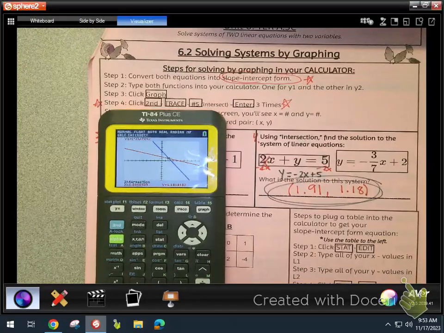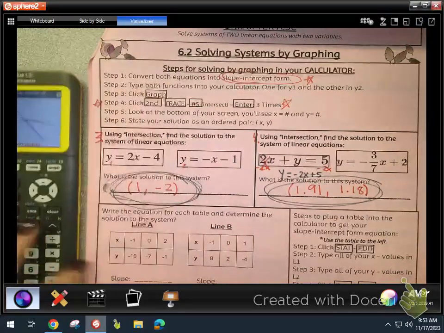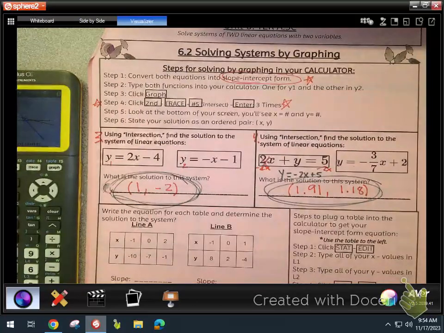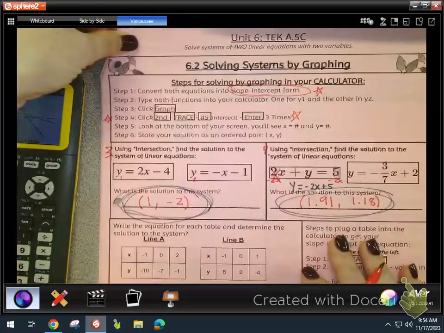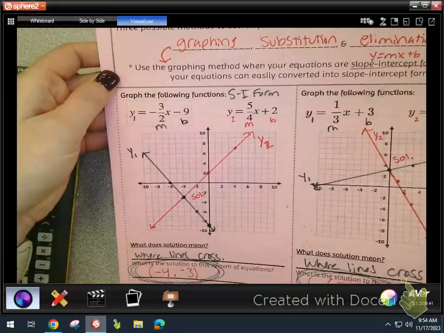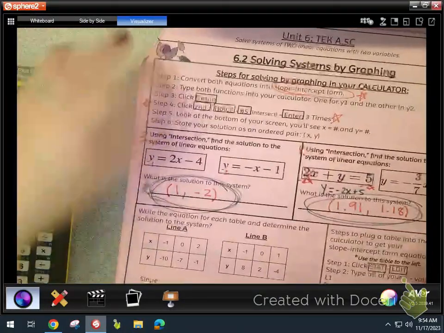Okay? I also got another question. Since it's 5 or more, raise the score. We're getting really close. All right? So that's how you can solve by graphing in your calculator. We've done it by drawing a graph, plotting a point where they cross, and doing an intersection in our calculator.